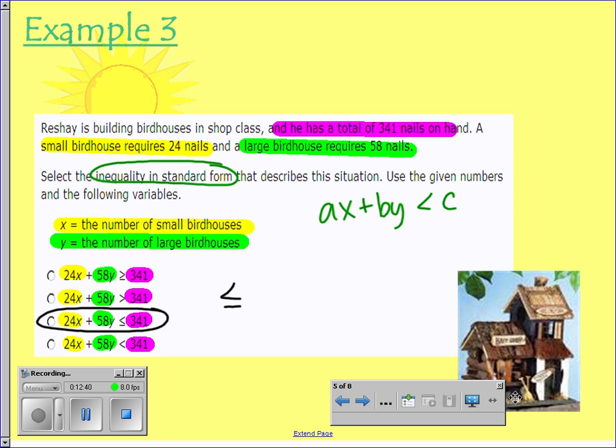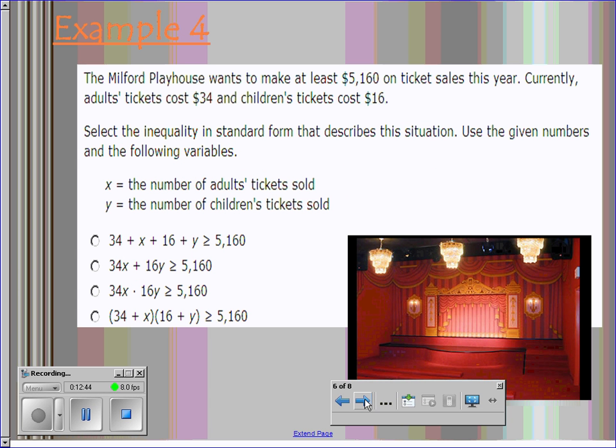Let's do another real world problem. Example 4. The Milford Playhouse wants to make at least $5,160 on ticket sales this year. Currently, adult tickets cost $34 and children's cost $16.